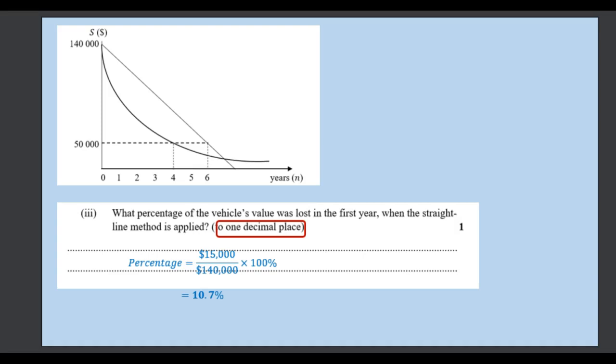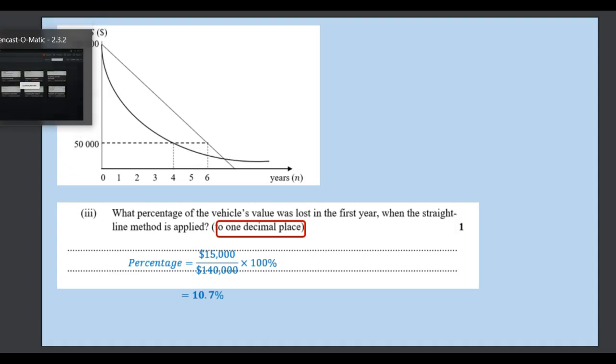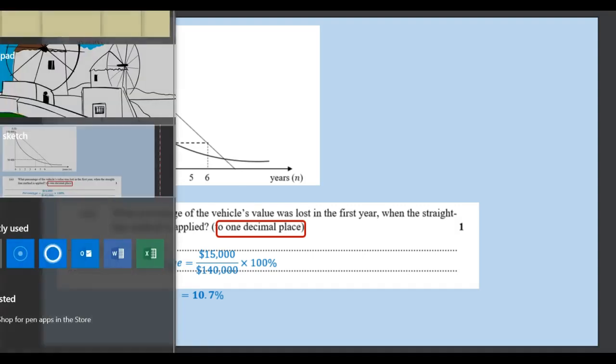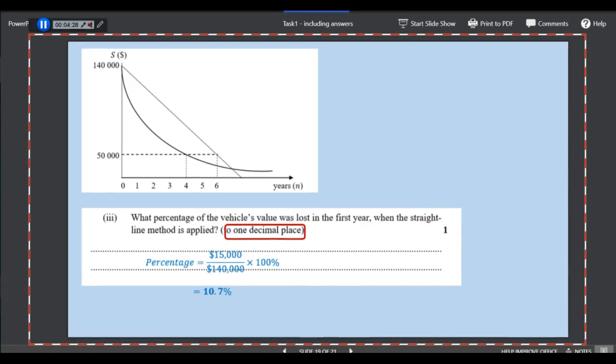What percentage of the vehicle's value was lost in the first year when the straight line method was applied? Well, it went down 15,000 each year from the previous question, so 15,000 over 140,000 times 100, which is 10.71%. You could have also done, hold up, I'll just bring up my pen to write on the screen. You could have also done that it went down 90,000 and divided that answer by 6, because that's over 6 years. And you would have got the same answer.